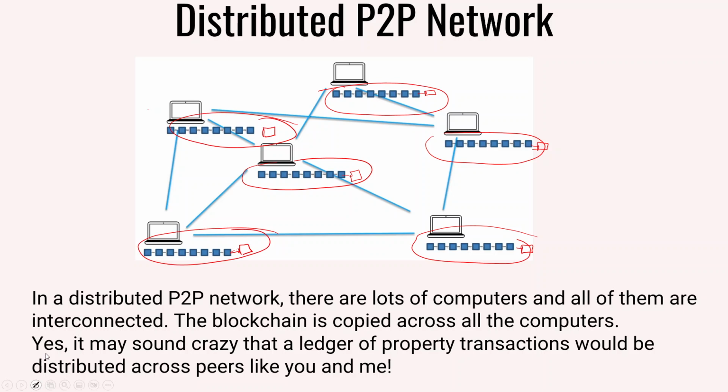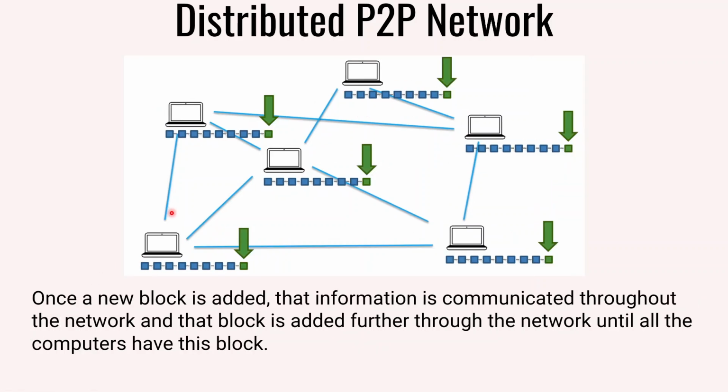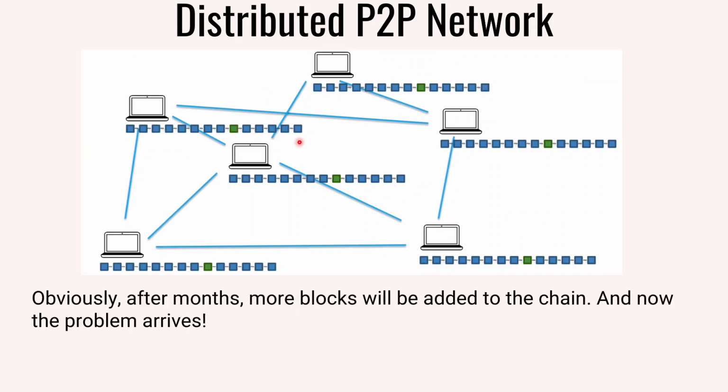Okay, this is the thing that is written in the next slide. You can see that this is a new block and this block is distributed among all the computers here. Once a new block is added, that information is communicated throughout the network, and the block is passed further through the network until all the computers have this block. Okay, now obviously after adding this block, there will be more blocks added to that blockchain. Obviously, after months, more blocks will be added to the chain, and now the problem arrives.